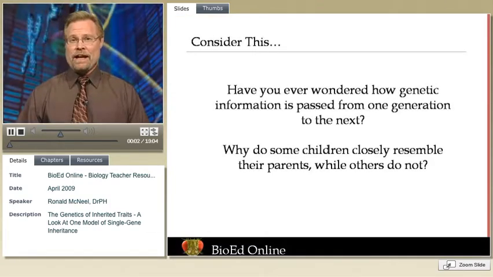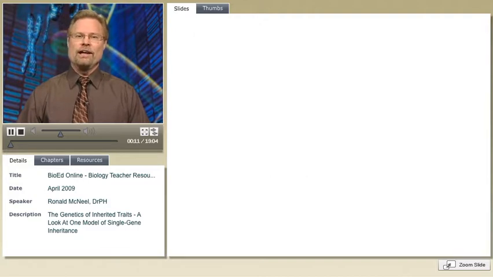Have you ever wondered how genetic information is passed from one generation to the next? And why do some children closely resemble their parents, while others do not?